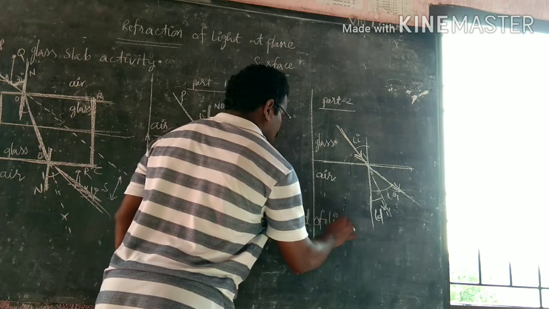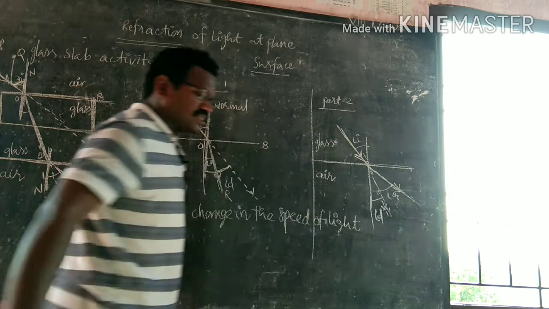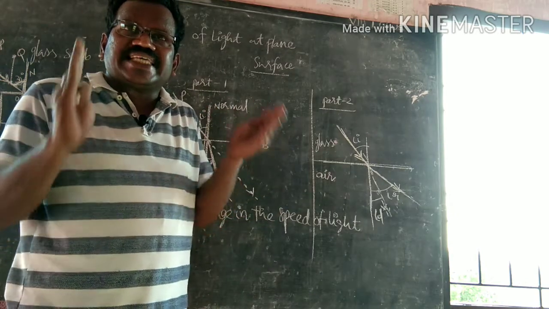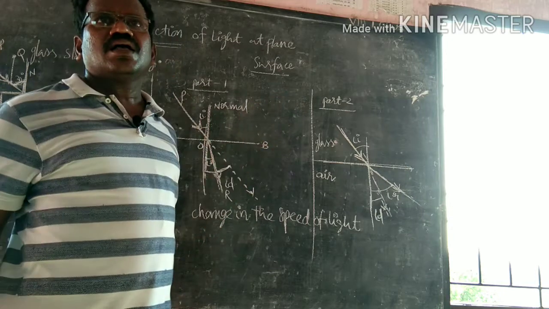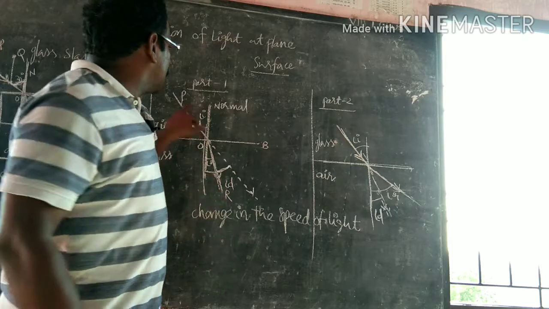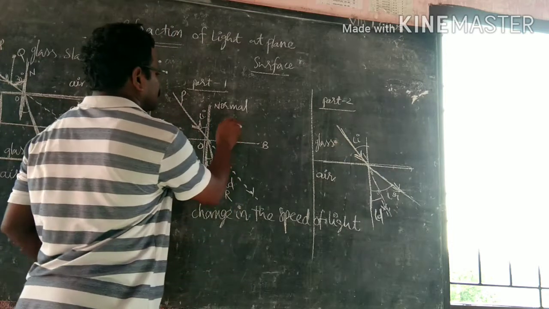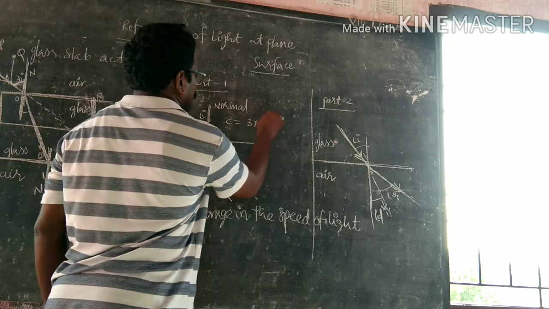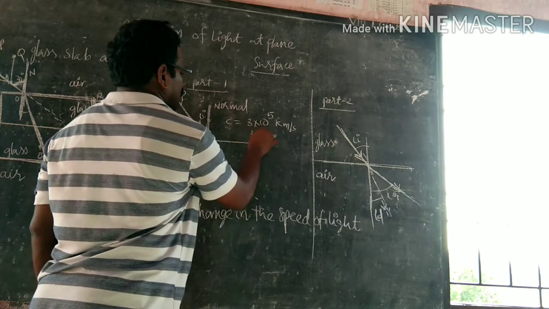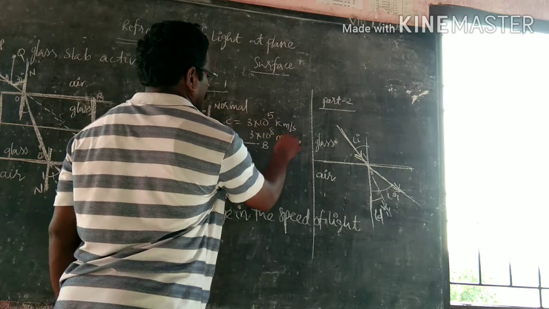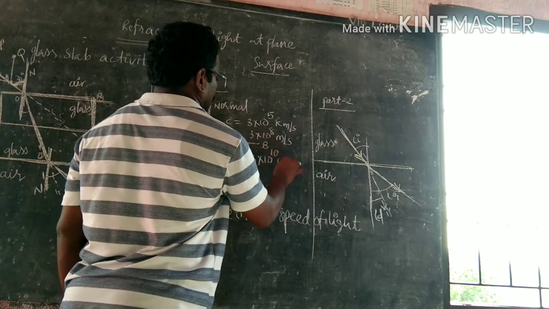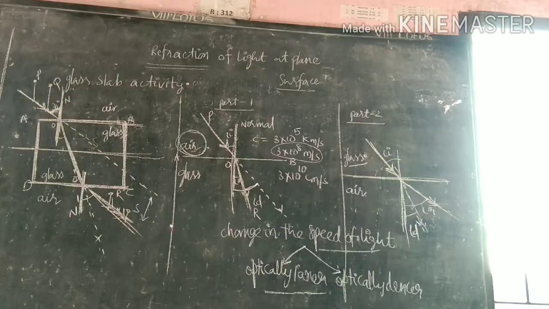The change in the speed of light. That means we come to know that the speed of light is not the same in all media. Speed of light in air is c equal to 3 into 10 power 5 kilometer per second, or 3 into 10 power 8 meter per second, or 3 into 10 power 10 centimeter per second.